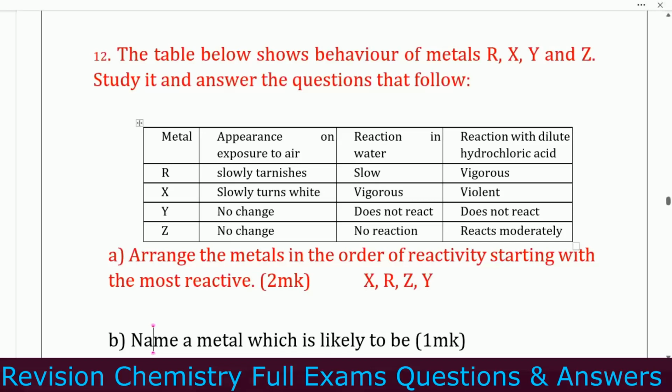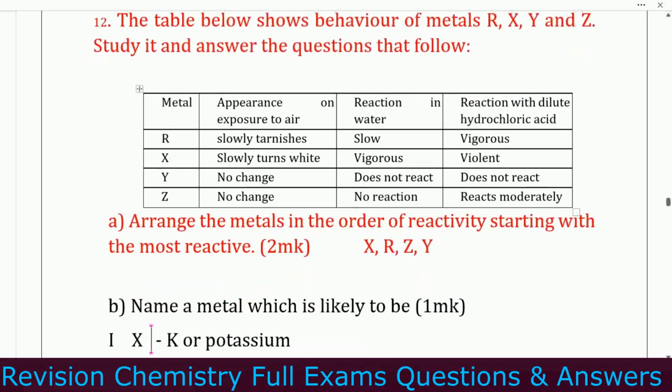Then from X we go to R. R has reacted with oxygen, with water, and with hydrochloric acid. Then Z, no change, no reaction, then it reacts moderately, that's why it is number 3. Y does not react with any of them, which means it is the last, the least reactive.